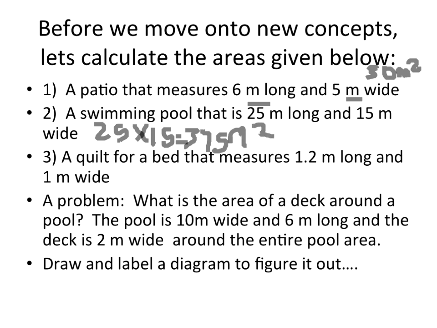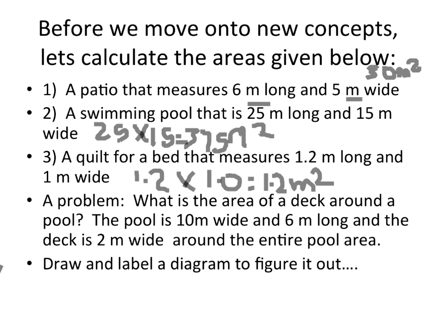A quilt for a bed that measures 1.2 meters wide and 1 meter long. So it's 1.2 times 1.0, which Jasmine and then we got a little bit off. It is 1.2 meters squared. Remember, the number multiplied by 1 is itself. All right. So a problem, we're going to deal with this one later, so you don't have to do this right now.